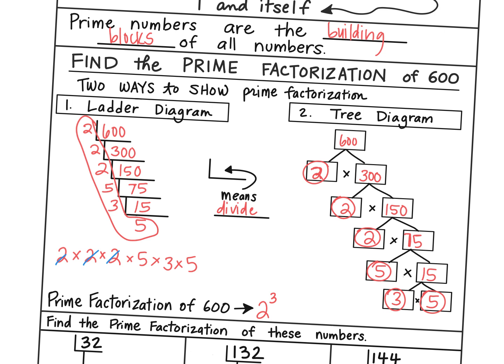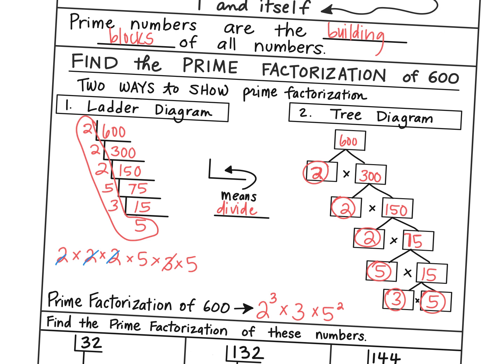What is my next smallest number? 3. So I'm going to multiply it by 3. Do I need to put to the 1st power, or can I just put times 3? I can just do times 3. And then after I use that, I have two 5s, so it's going to be times 5 squared. Okay, that is prime factorization.